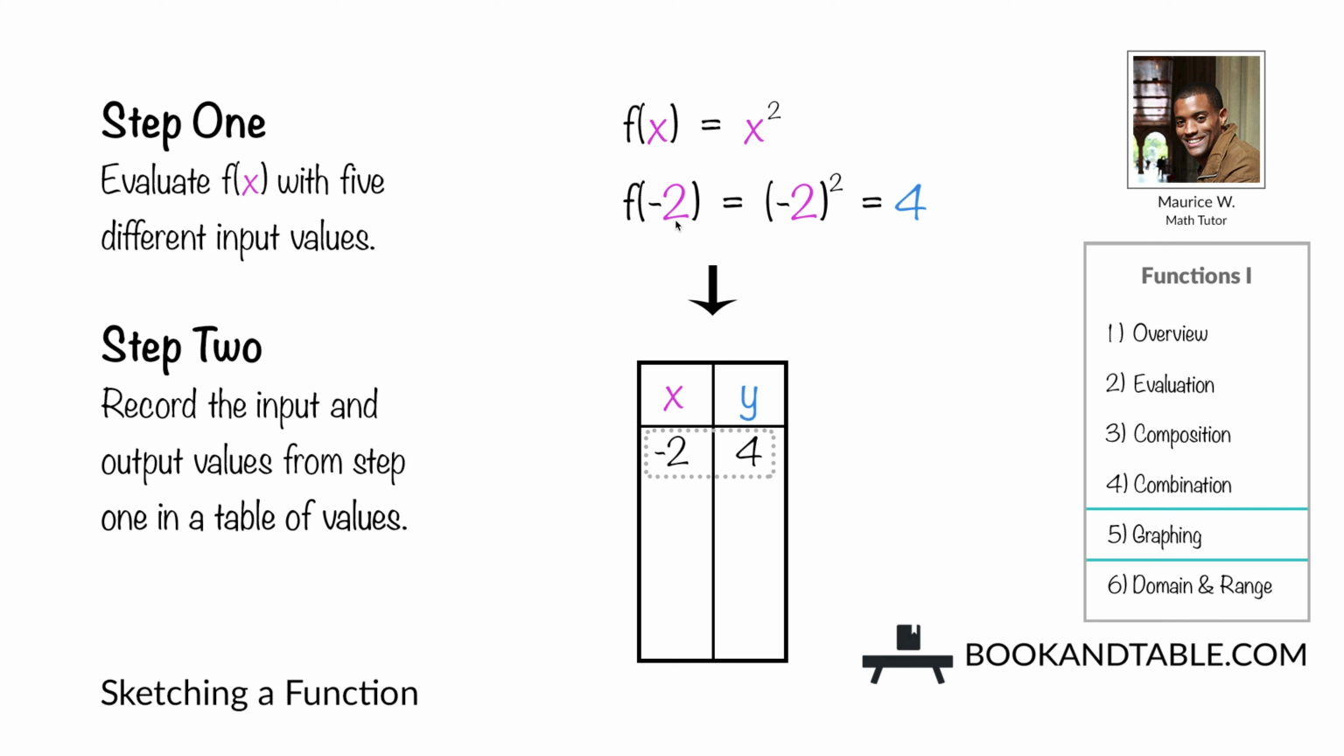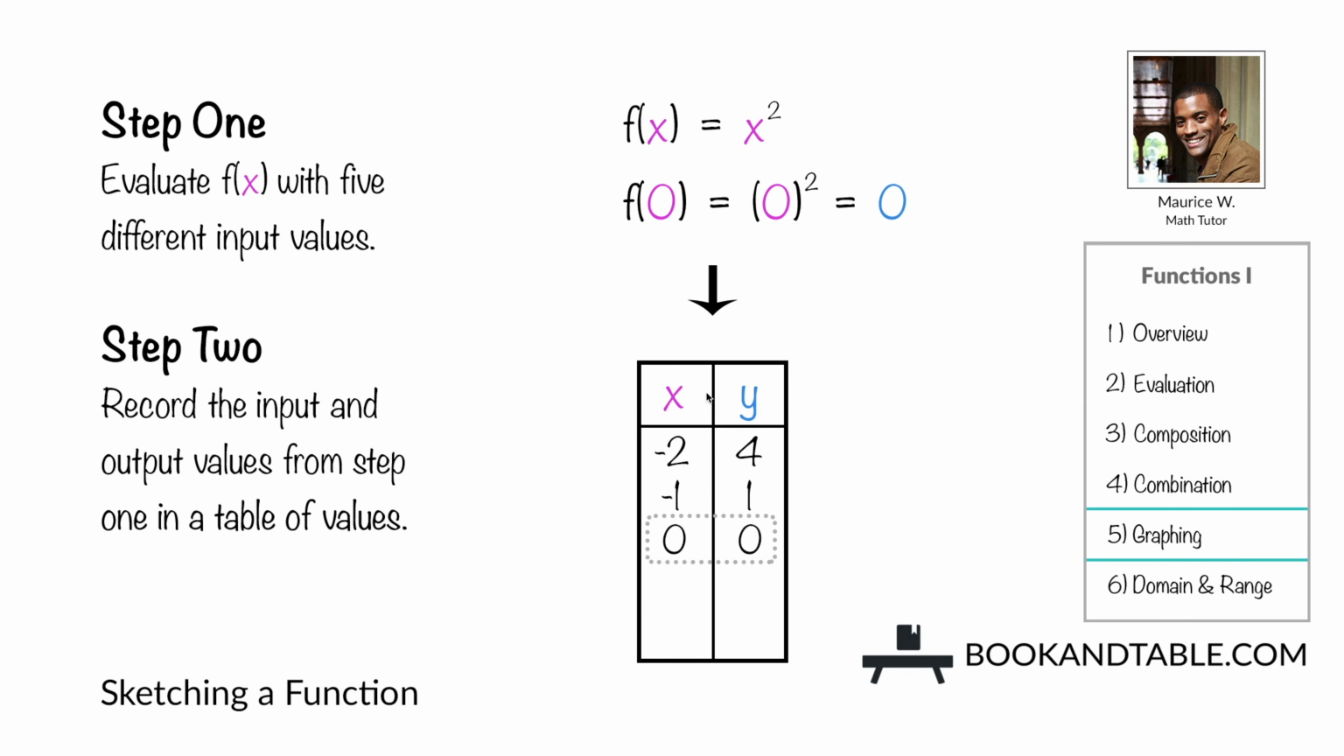So when we plug in -2 for x, we get -2 squared, which gives us 4. So the input is -2 and the output is +4. So that is row 1 in our table of values. We then plug in -1 for x, giving us -1 squared, which is equal to +1. So -1 is our input and +1 is the output.